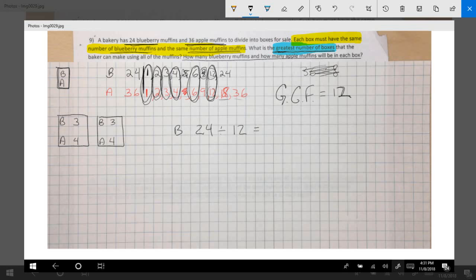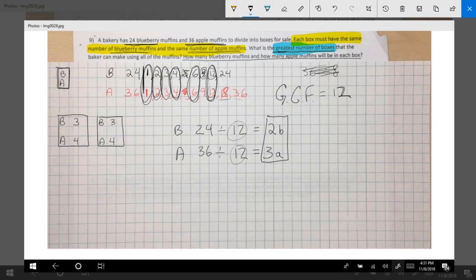Get 2 blueberry muffins in each box, and then the apple, 36 divided by 12, 3 muffins in each box. So I'm going to say 2 blueberry, 3 apple in each box. And I'm going to have 12 boxes, because 12 is my common factor.